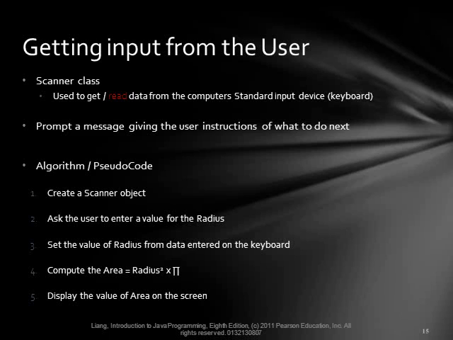So our program has added a couple of steps here. Step 1 and Step 2 are a little bit new to us in terms of creating a scanner object and prompting the user to enter radius. Step 3, where we read the value that was entered on the keyboard, that was our set step in the previous program. That's where we set the value of radius, right? And then steps 4 and 5 are the same.